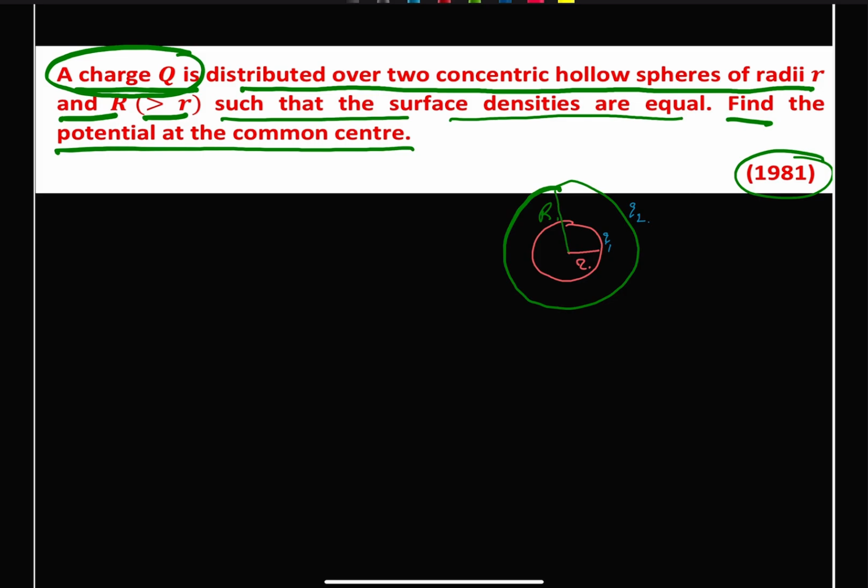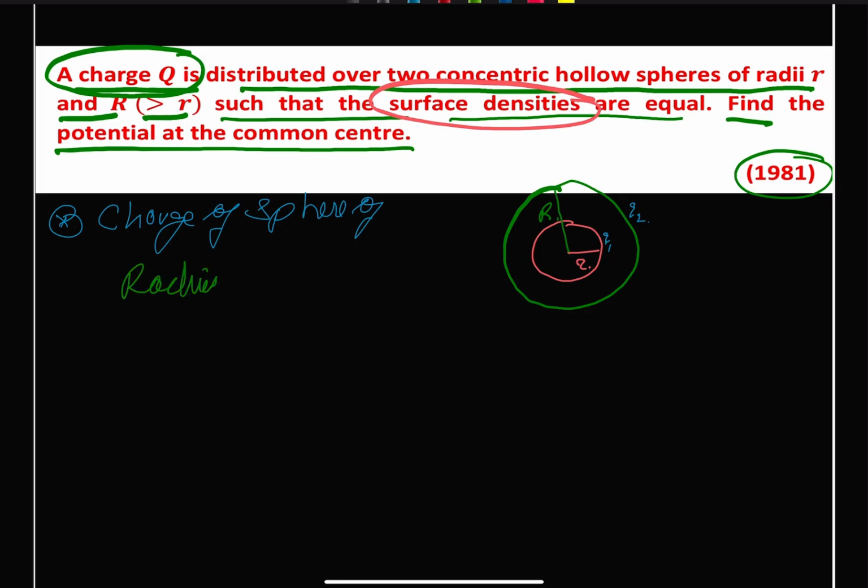And we are also given that their surface charge densities are equal to each other. So we assume that the charge on the sphere of radius small r is our Q1, and on the sphere of radius capital R is our Q2.